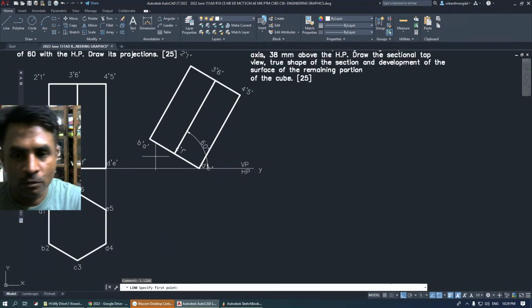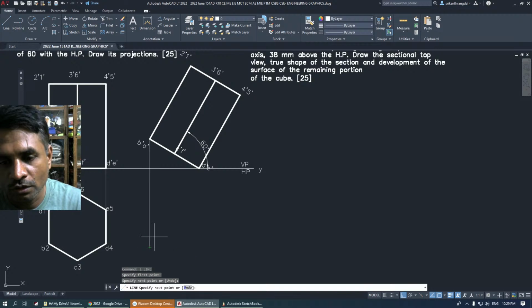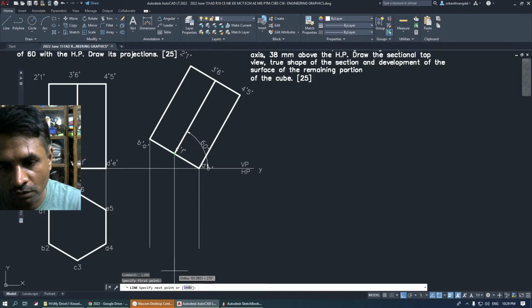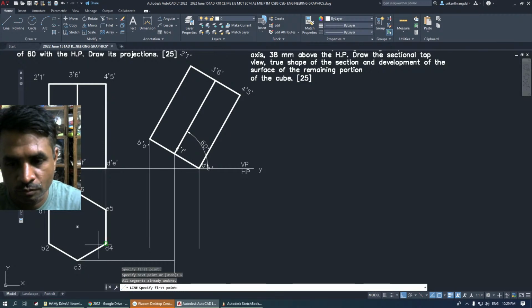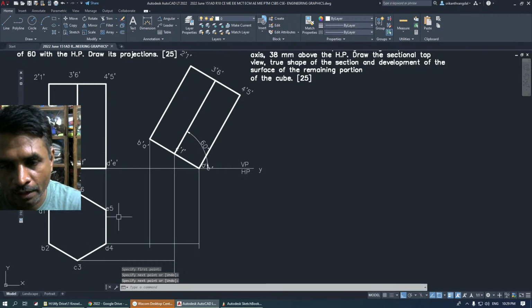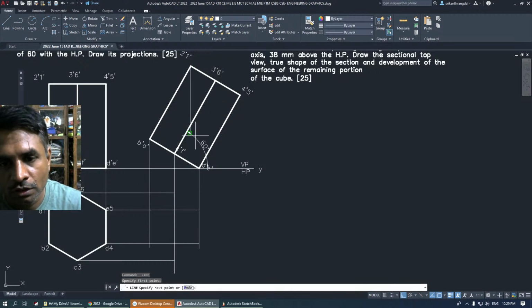Now I just need to draw the projections here. Okay, so I need to now mark all the intersection points. Then I need to take this point as well.